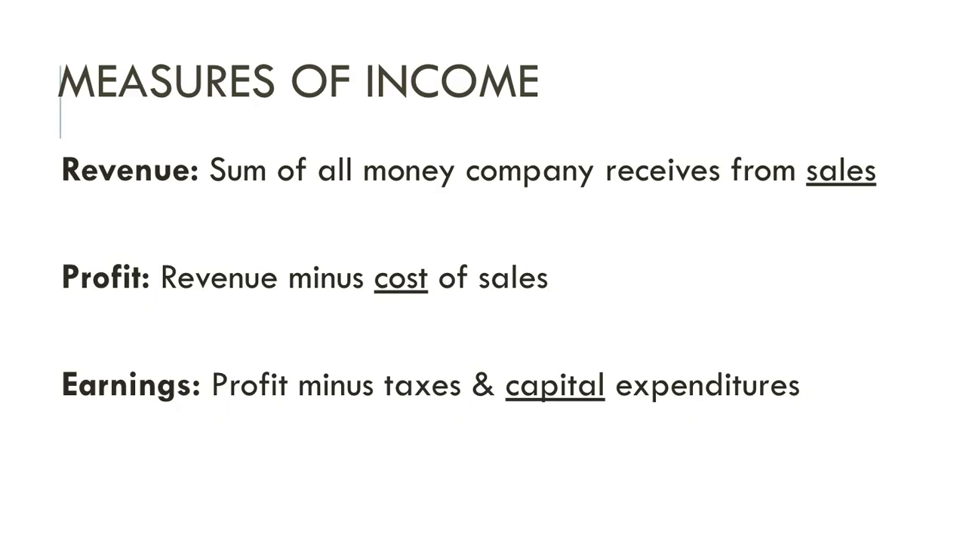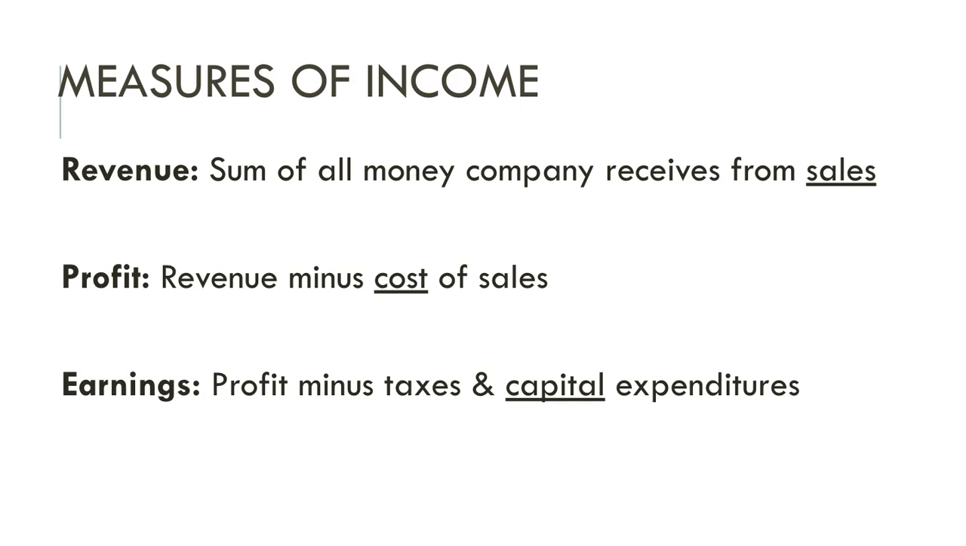But then earnings is something that you will see really regularly when you are researching stocks. Sometimes you'll see this as a quarterly or yearly earnings report. And so earnings are going to be profit minus taxes and capital expenditures. If you remember from Unit 1, capital is going to be goods and services that are used in the production of other goods and services, right?